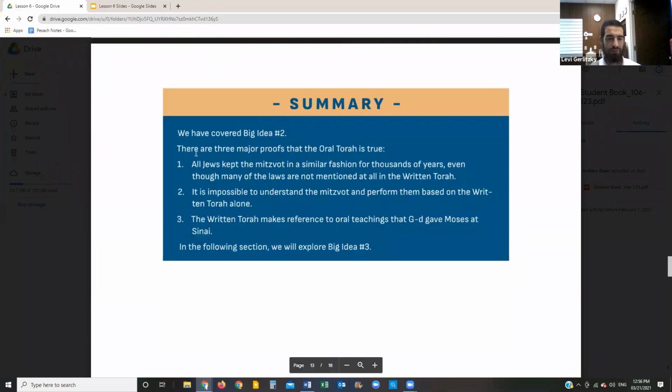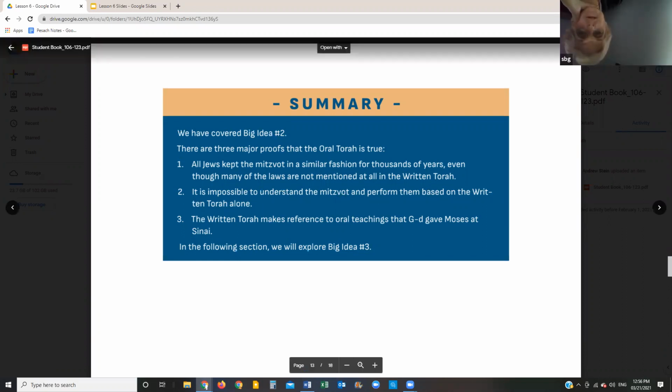So let's read over here the summary. Sheila, if you'd like to read the summary of point number 2. We have covered big idea number 2. There are 3 major proofs that the oral Torah is true. 1, all Jews kept the mitzvah in a similar fashion for thousands of years, even though many of the laws are not mentioned at all in the written Torah. 2, it is impossible to understand the mitzvah and perform them based on the written Torah alone. 3, the written Torah makes reference to oral teachings that God gave Moses at Sinai.